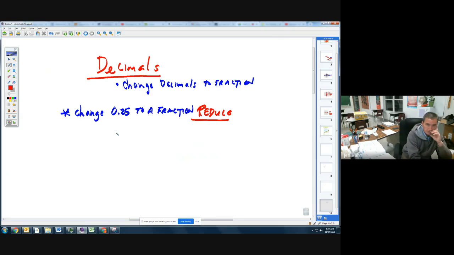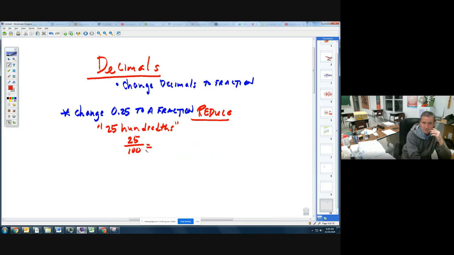So how do we change 0.25 into a fraction? Well, if you think about how to say this number as a decimal, it is called 25 hundredths. So guess what? It's pretty simple to figure out what that turns to as a fraction. It is 25 over 100, which makes sense because if you think about money, that's 25 cents. It's 25 out of 100 cents in a dollar.